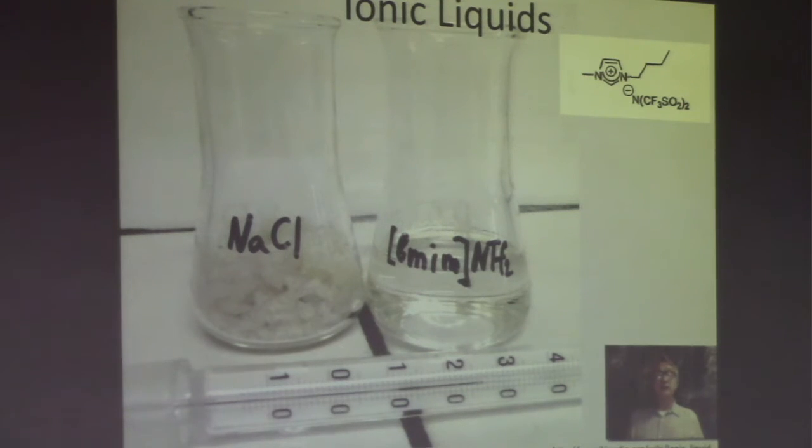The advantage of such ionic liquids is that they have very, very low vapor pressure, so that they can be used without any of the solvent having to escape.